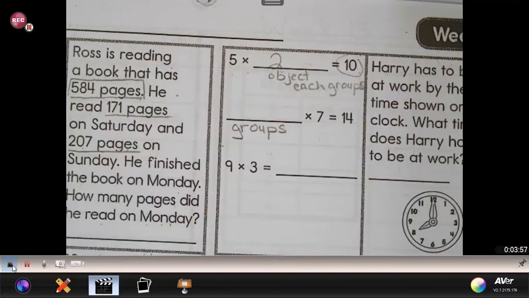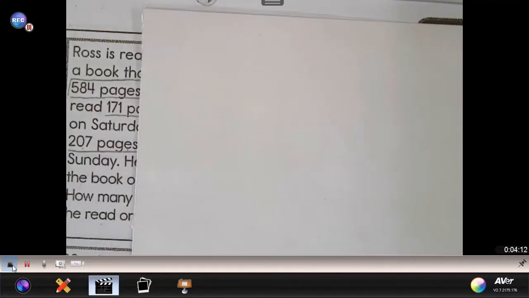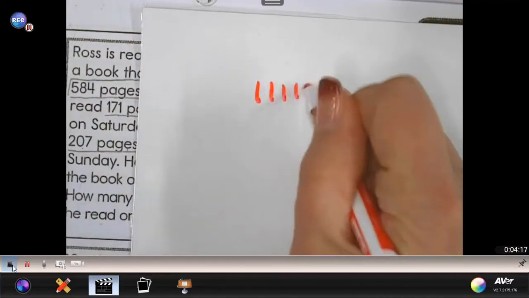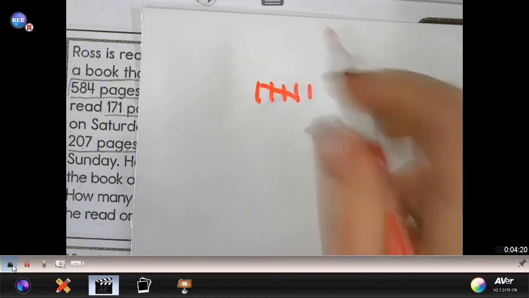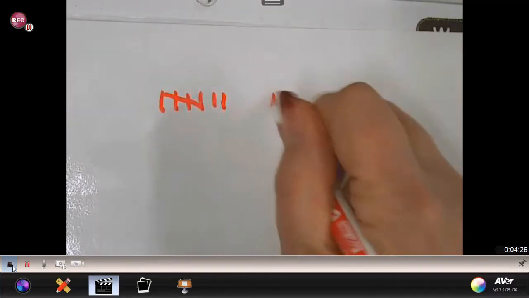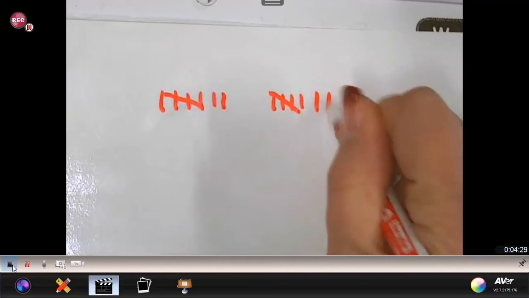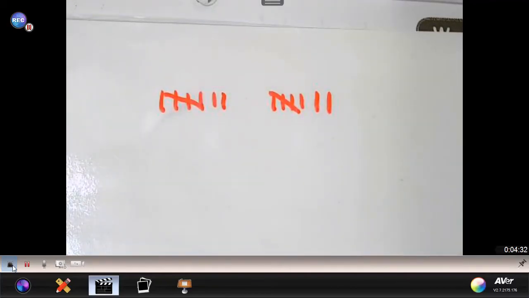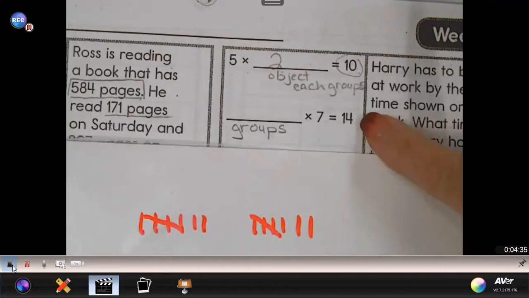So, since I have my total, I should be able to count up to 14, so I'm going to model this. If I have 7 objects in each group, I have 1, and actually let's do a tally mark. 1, 2, 3, 4, 5, 6, 7. That's one group of 7 is 7. And I have 1, 2, 3, 4, 5, 6, 7. And now 7 and 7 is 14, which, if you notice, is my total here for my objects.